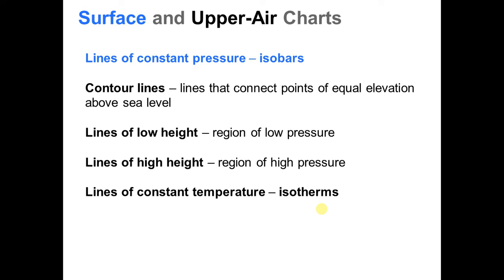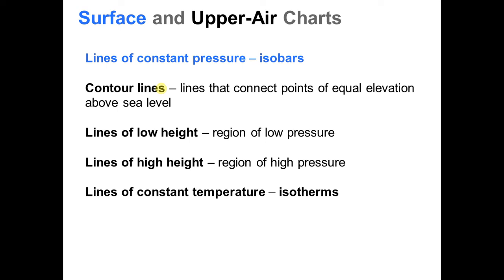So, here are some important terms to understand when you analyze surface and upper air charts. Surface charts show isobars, which are lines of constant pressure. Okay? Whereas upper air charts show contour lines, not isobars, but contour lines, which are lines that connect points of equal elevation above sea level. So a surface weather map will generally show sea level pressures, and so it'll basically assume sea level elevation and show the pressures. So it plots pressures.